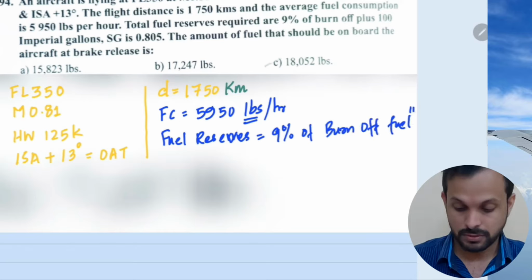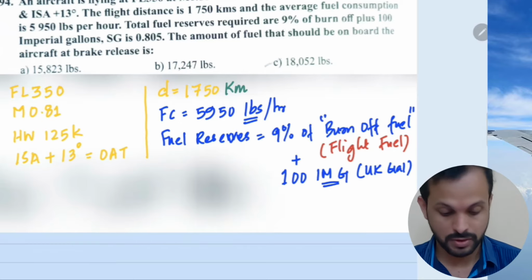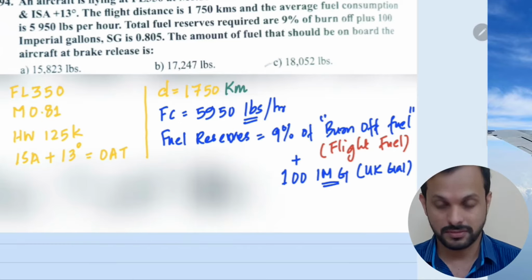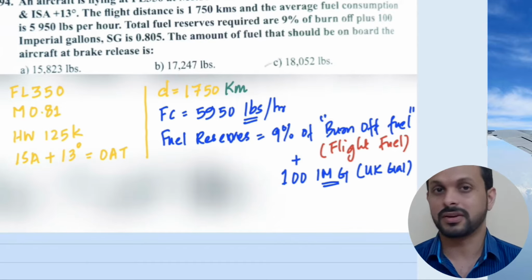Perfect. So here the fuel reserves is 9% of the burn of fuel, plus they have asked you to add an additional 100 Imperial gallons. Now this is nothing but the UK gallon. Another unit that is worth noting. You can see that the unit of volume is given in association with the unit of mass, which is pounds. So you can guess the conversion is going to happen here, right?